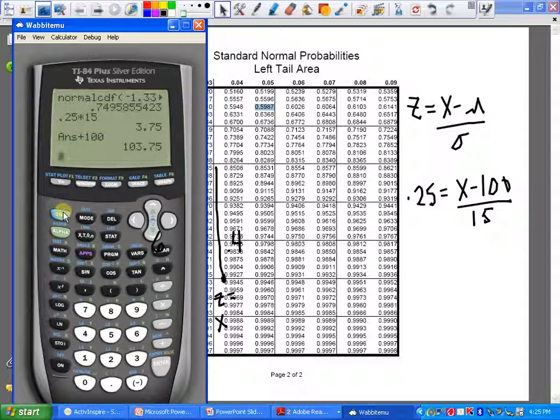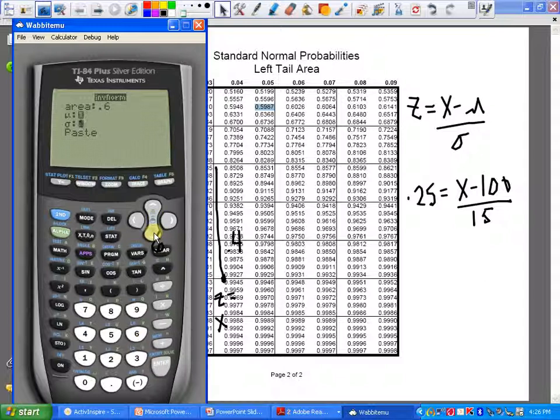So another way to look for that, we go to the same list of distributions. Instead of going to normal CDF, we can go to inverse norm. You can kind of think of the inverse function as going in the opposite order. Instead of you telling the calculator a z-score and it telling you a probability, we give the calculator a probability and it gives us a z-score. So they want the area, and that means the area to the left of the z-score. So that was 60%.